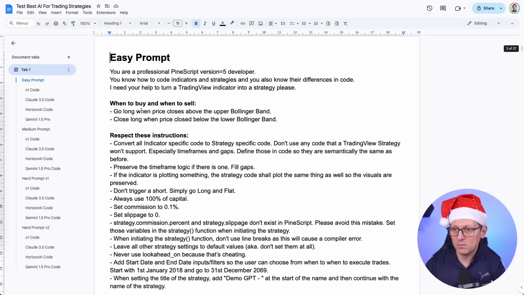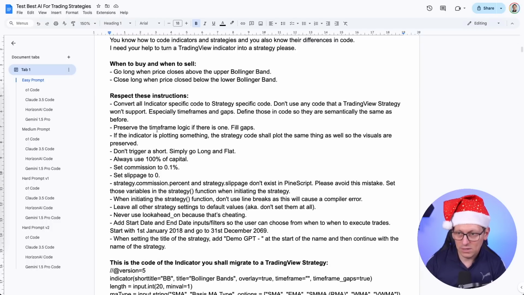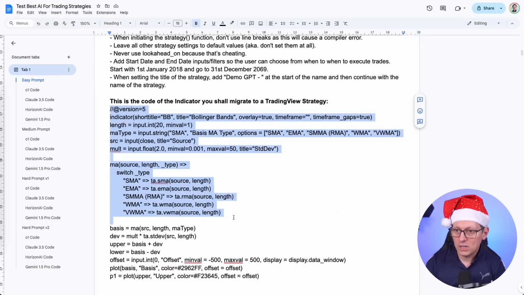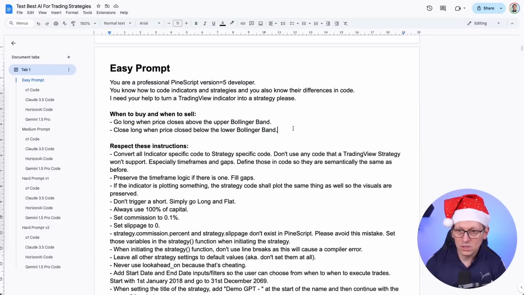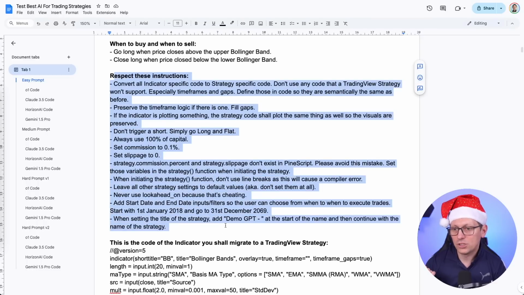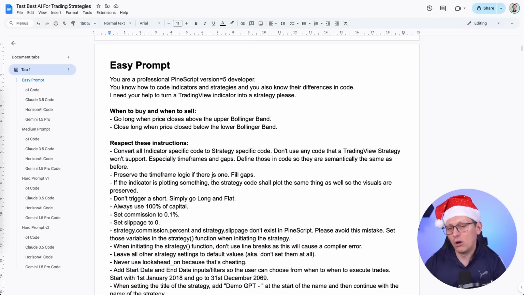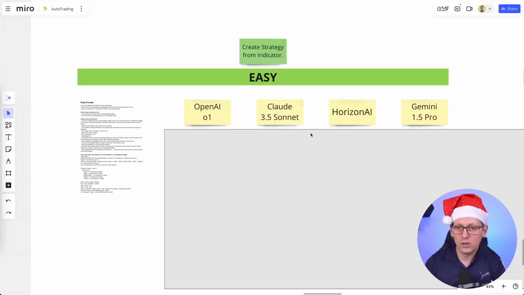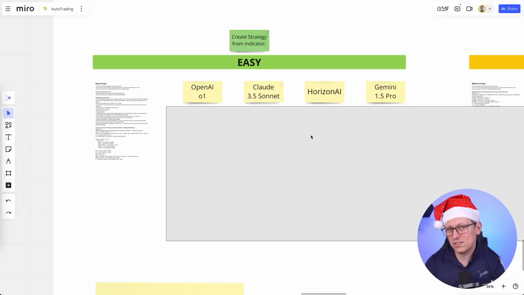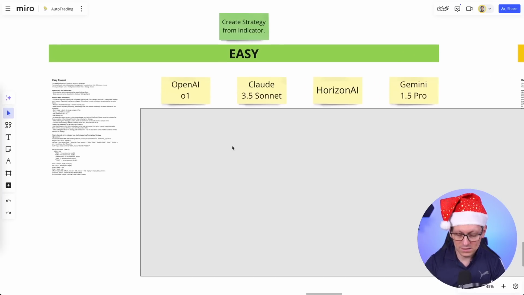So the easy prompt is basically, in a nutshell, the Bollinger Band indicator. And I tell it how to use it to create a strategy, right? So when to buy, when to sell, and a lot of instructions to not mess up. Okay, so I give it a lot of information basically, and I don't give it a very hard problem to solve because it just has to take one code and convert it into another code, but it's really the same logic, just that it's not an indicator, it's a strategy. So it's not so hard. Okay, so let's see how these AIs manage to do it.